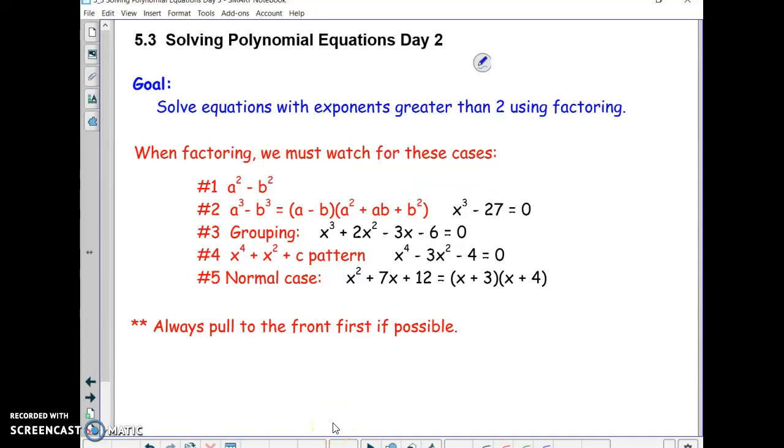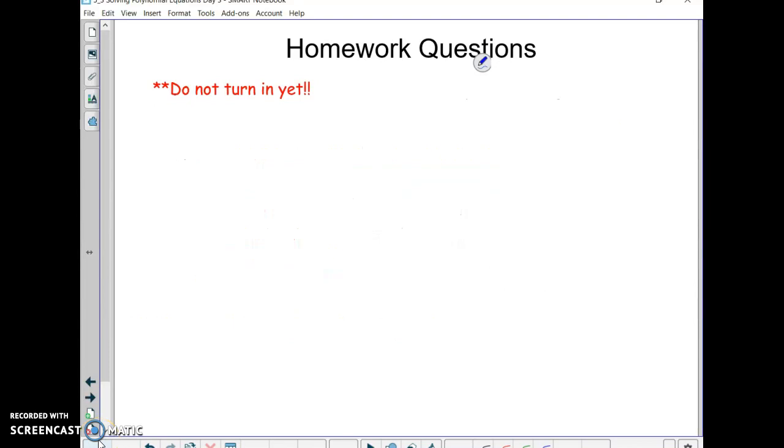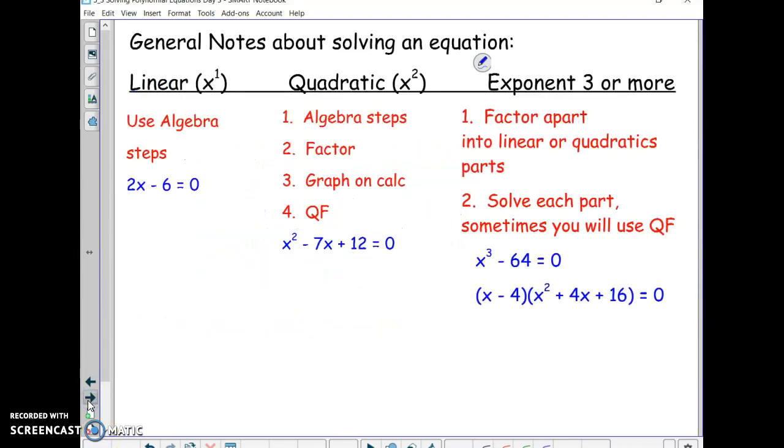All right, hello. Today we're going to be working on section 5.3 again of the book. Our goal is to solve these polynomial equations. See a bunch of them up here with different exponents. And our goal is to be able to factor them apart and then solve those different parts. So just to give us a big picture of this.